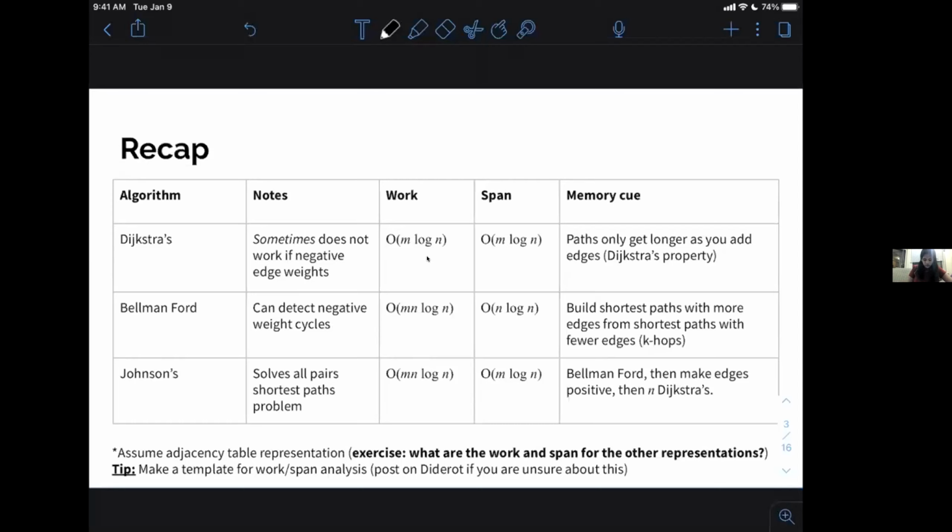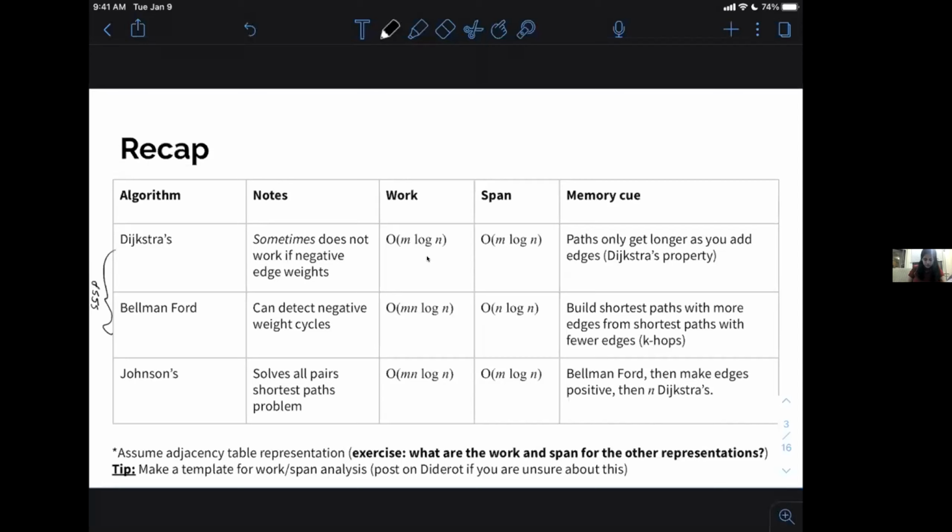Cool. And then Johnson's is solving the all pairs shortest paths problem. Dijkstra's and Bellman-Ford are both solving the single source shortest paths problem, but Johnson's is finding the shortest path between any pair of vertices. So this has O of mn log n work and O of m log n span. My memory cue for this isn't really a memory cue, it's just Bellman-Ford, then you use your potential function to make the edges positive, and then you do a bunch of Dijkstra's.